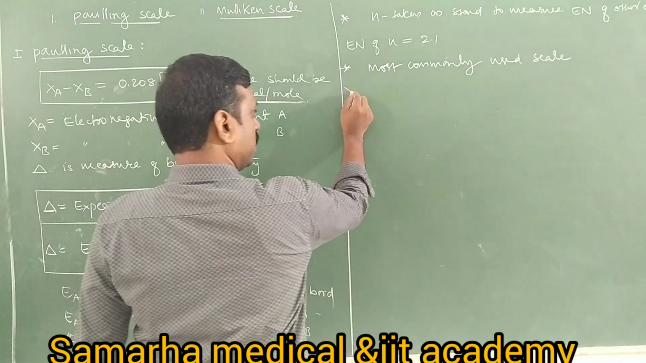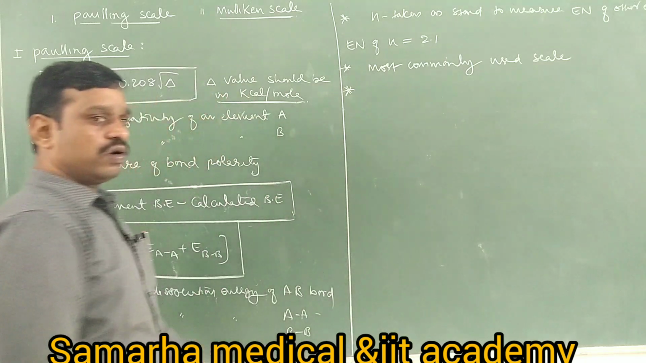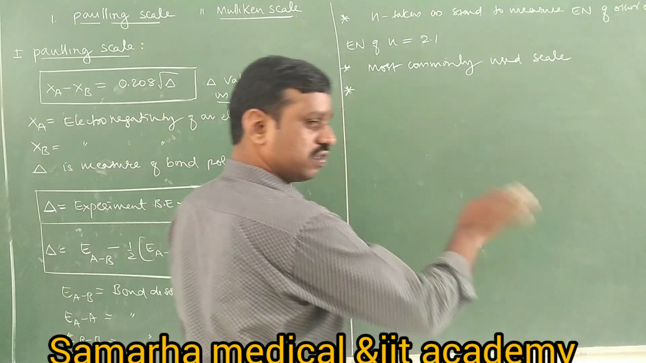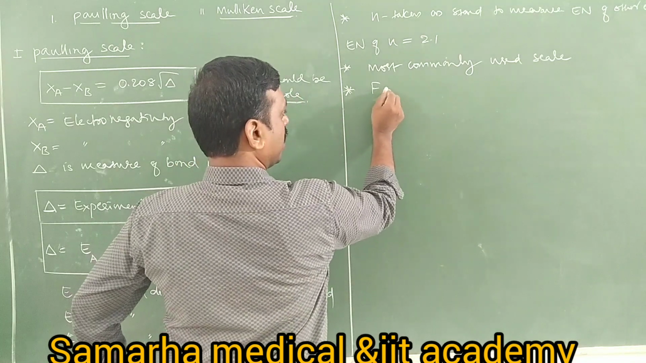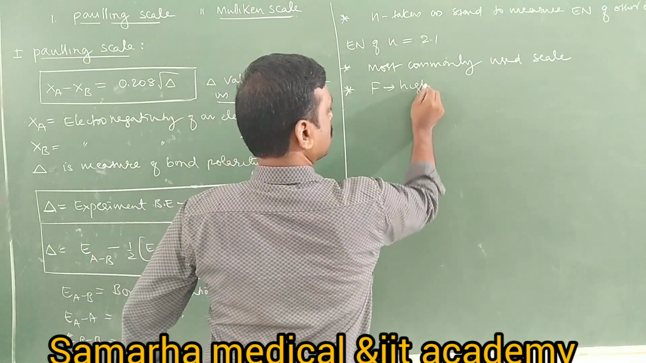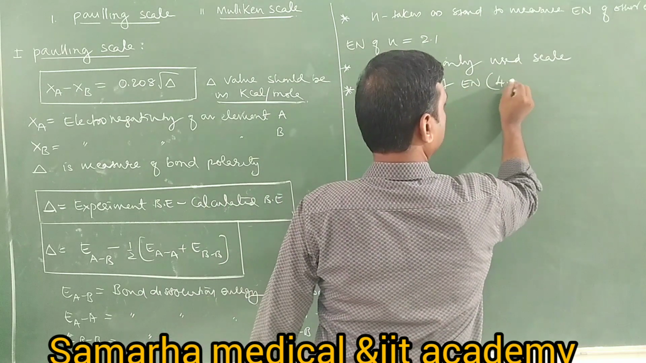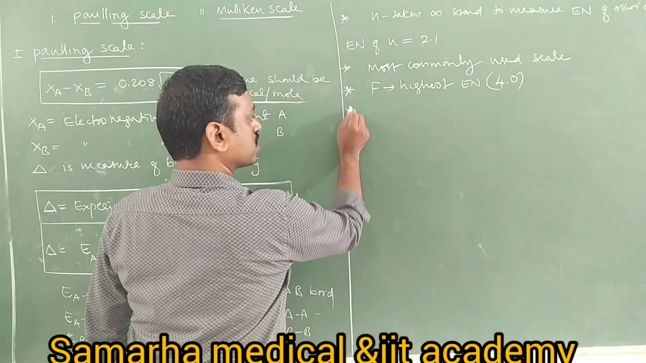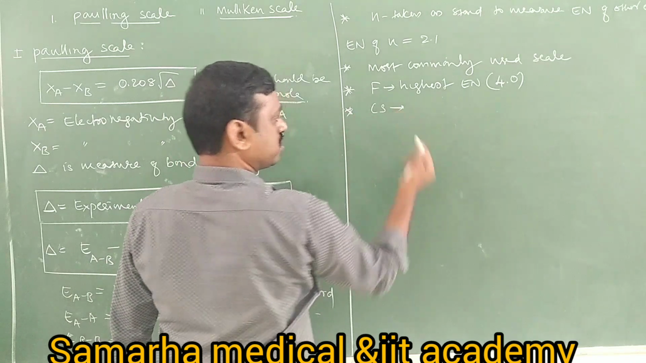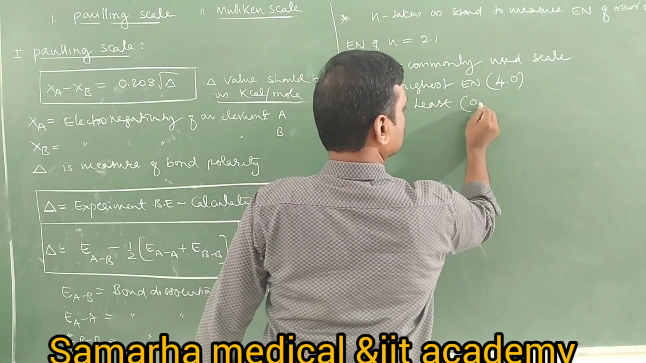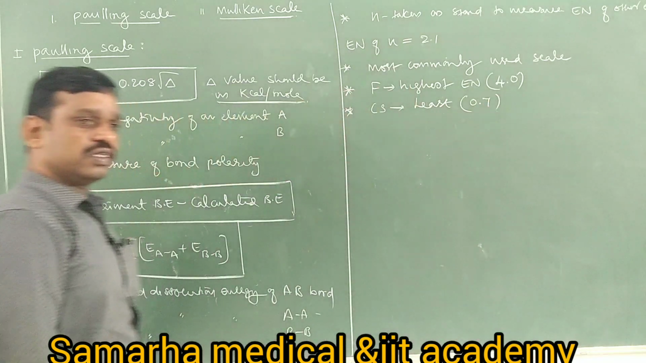Next point. According to Pauling scale, which element has the highest electronegativity? That's fluorine only. Fluorine has the highest electronegativity, its value is 4.0. According to Pauling scale, which element has the least electronegativity? The least is cesium, 0.7. Of course, francium is also the same.